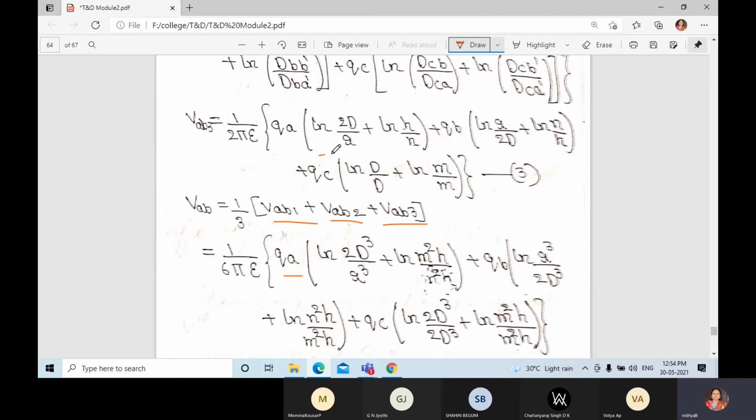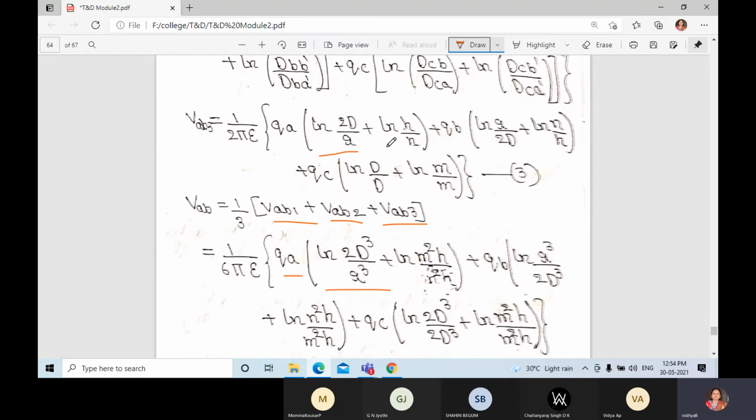Considering the three cases, we add the logs: log A plus log B plus log C, which we can write as log of A into B into C. That gives ln of 2D cube times 2D cube divided by R to the power of 3, plus ln of M square H divided by N square H.